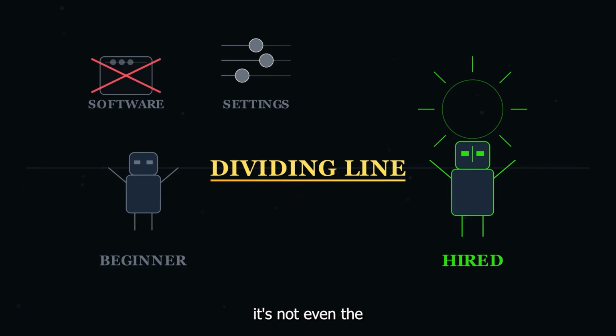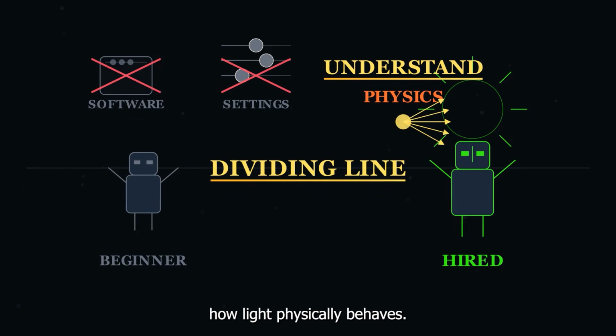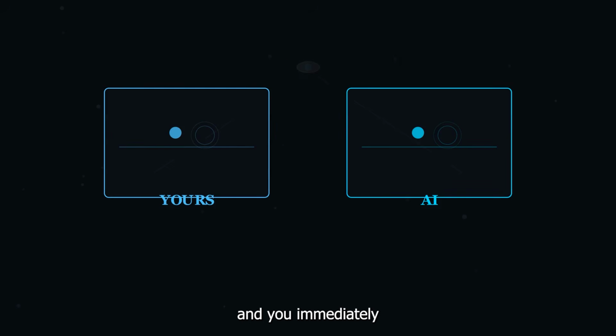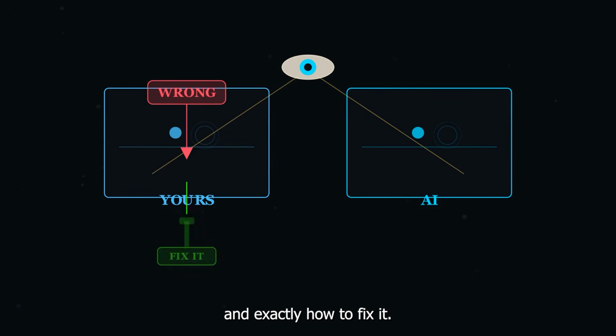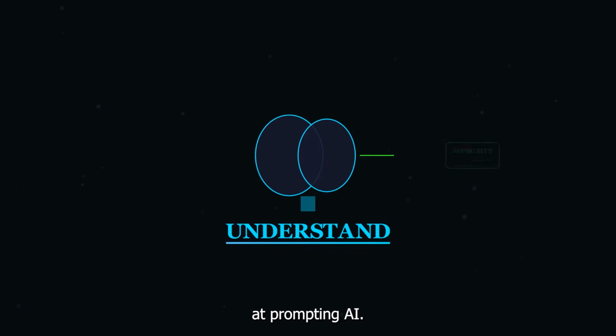It's not the software, it's not even the render settings. It's whether you understand at a fundamental level how light physically behaves. Because when you do, you stop guessing. You look at a render, yours or an AI's, and you immediately know what is wrong and exactly how to fix it. That understanding is also what makes you better at prompting AI.